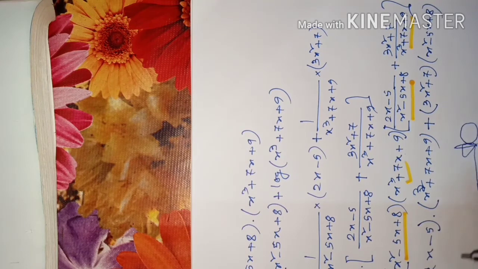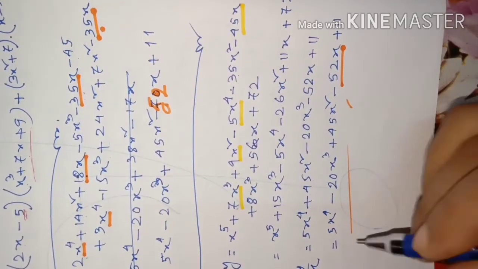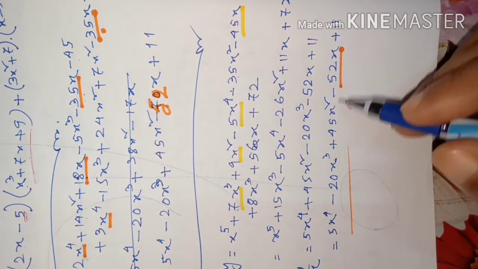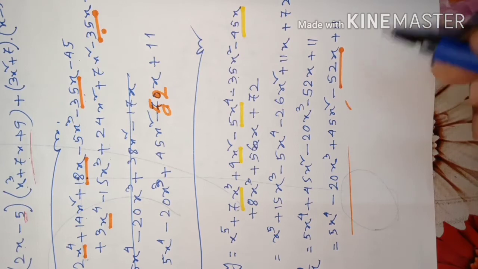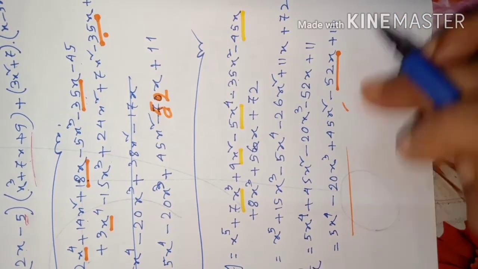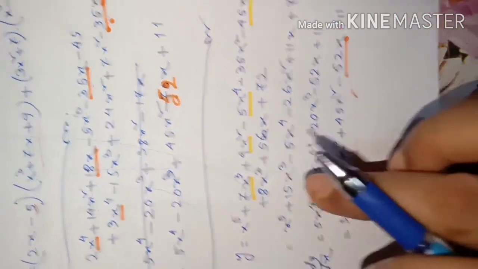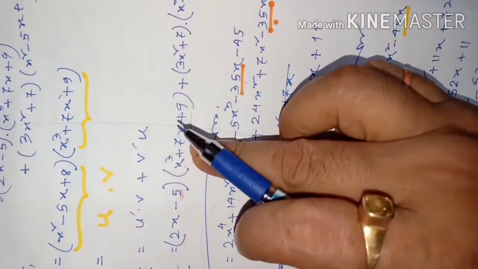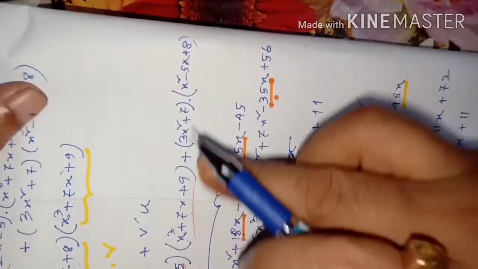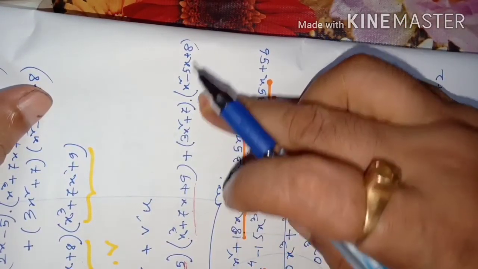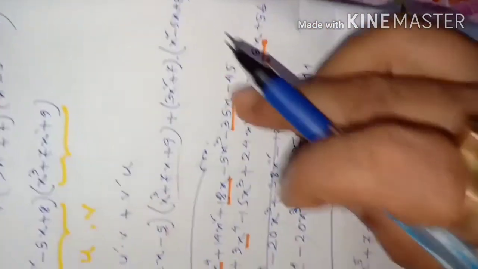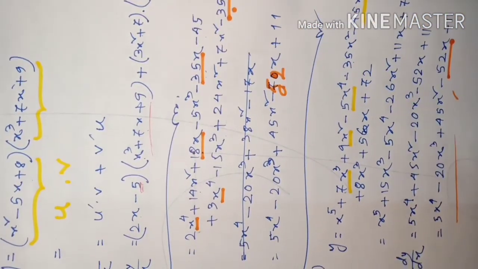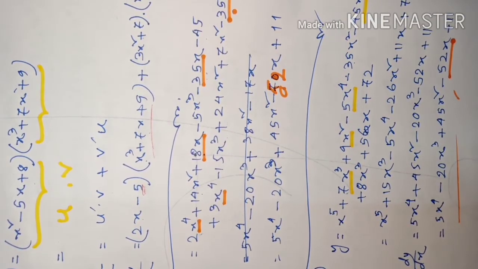5x to the power of 4. So the result will be this line only: 5x to the power of 4 minus 20x cube plus 45x square minus 52x plus 11. After simplifying, you will get this result only, because you saw the same thing here also: twice x minus 5 into x square plus 7x plus 9, 3x square plus 7 into x square minus 5x plus 8. That product is this one. So the same product we are getting by all the three methods.